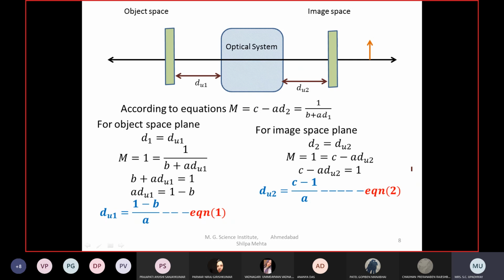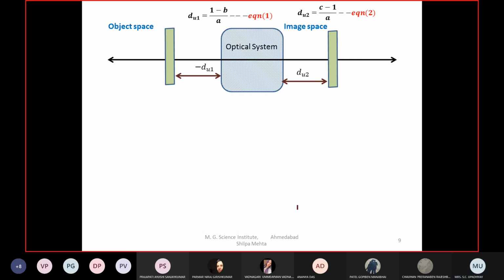We call these equation 1 and equation 2. These are the positions of the unit planes for any complex optical system, where A and D are the system matrix elements. C and A are also system matrix elements.